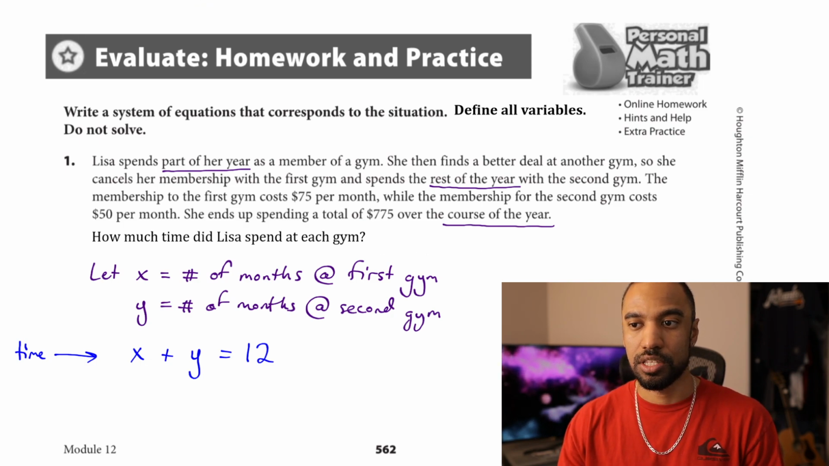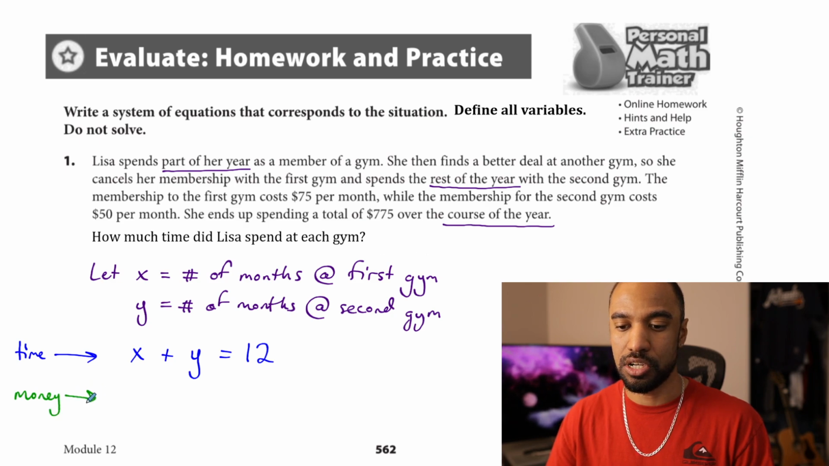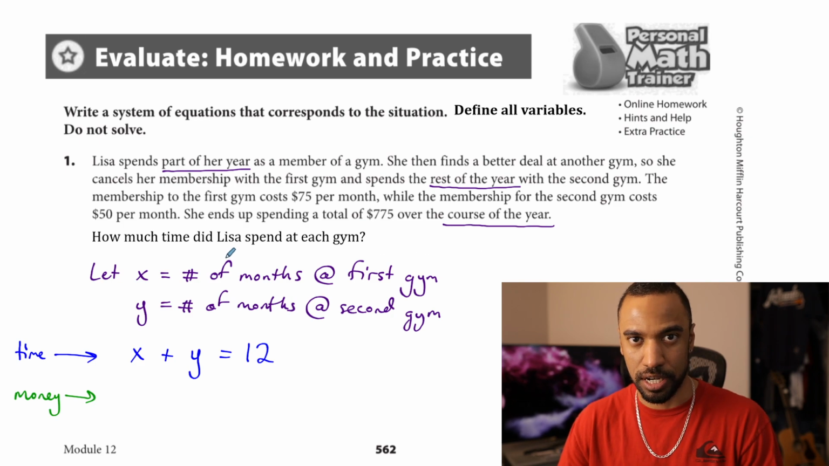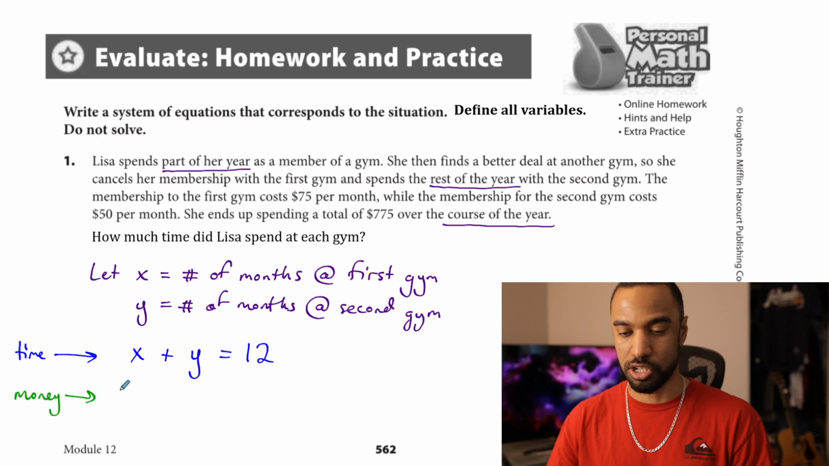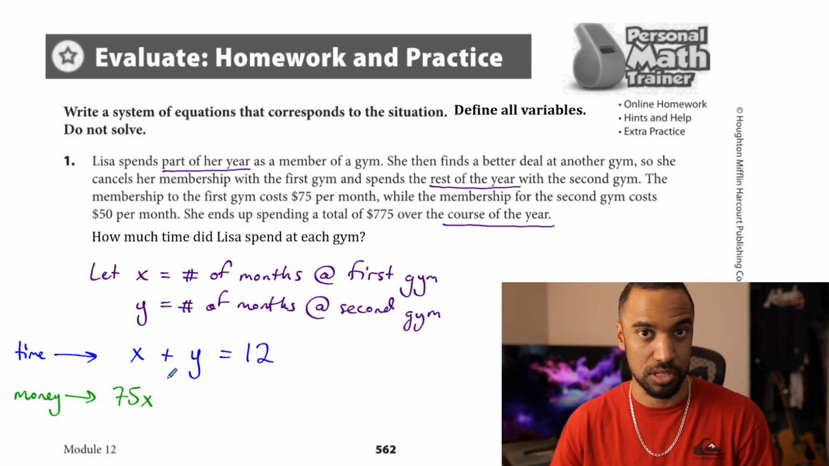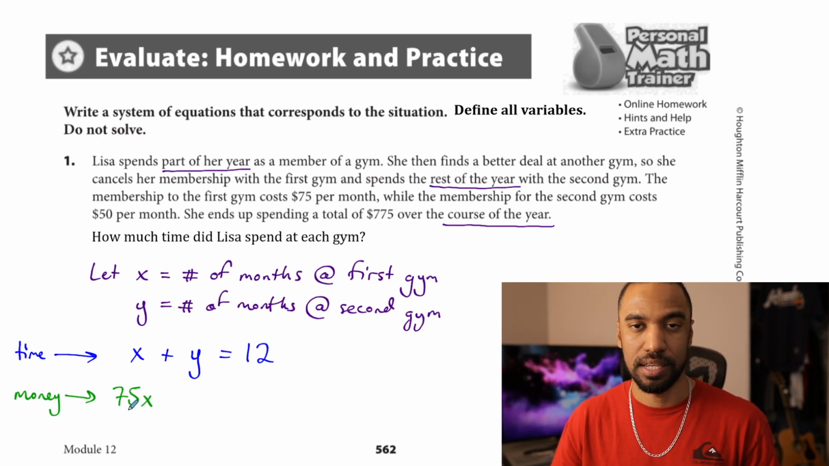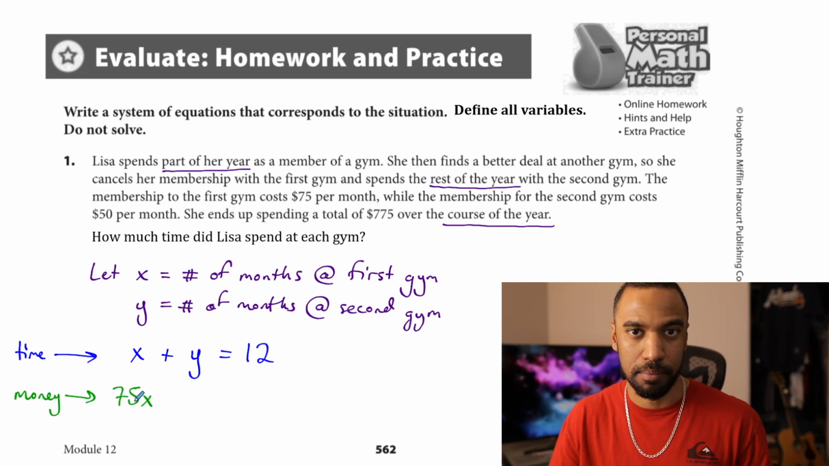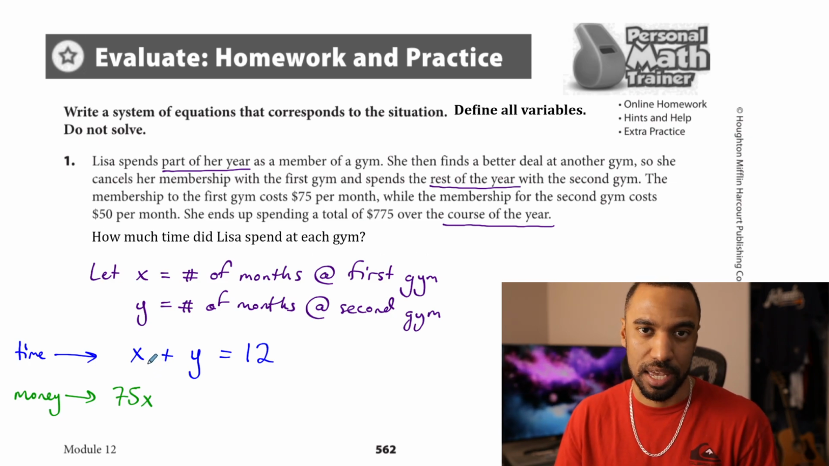Now there's another equation that's going to be money-based. There's going to be a money-based equation here that has to do with the amount of money she spent at both gyms. If she spent X months at the first gym, and she spent $75 per month there, then she spent a total of $75 per month times the number of months that she went there. 75x represents the number of dollars she spent at the first gym in total. 75 per month, X is the number of months. If it was 10 months, 75 times 10 is 750.